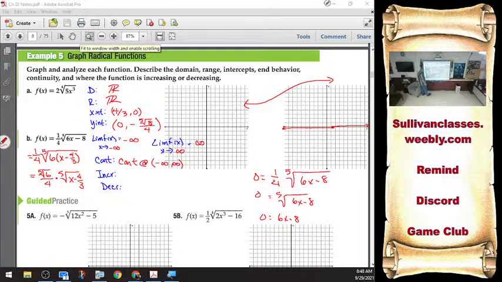So continuous for all real numbers, and increase and decrease. Your pencil's always going up. Not very much, but it's going up. So negative infinity to infinity, never decreasing.